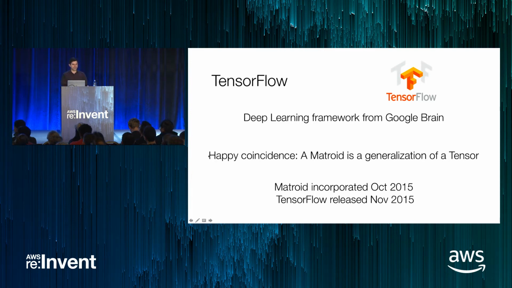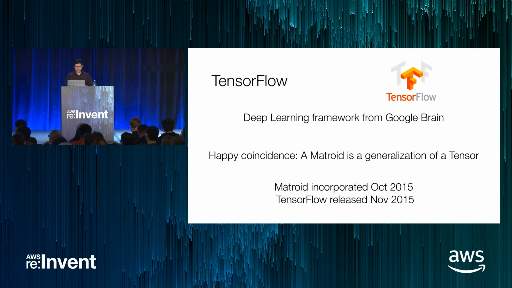It is actually entirely a coincidence that the name Matroid is related to the word tensor. The name Matroid is actually a generalization of a tensor. A tensor is a mathematical term, and a Matroid is in some ways a mathematical generalization of a tensor. Matroid was actually incorporated 1 month before TensorFlow came out. I did not know Google was going to call it this. It just so happened that we both are very close to the math, and we care about being named after something that is very much at the heart of all of this.